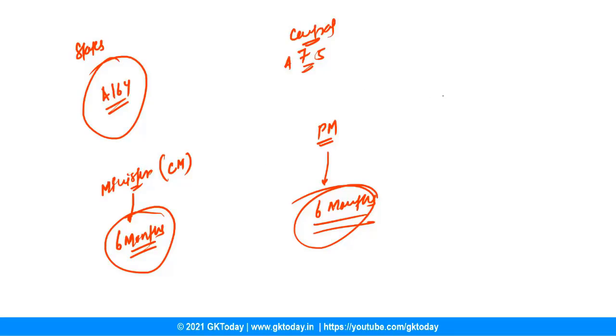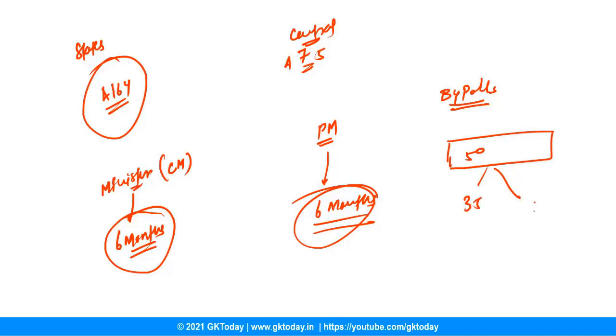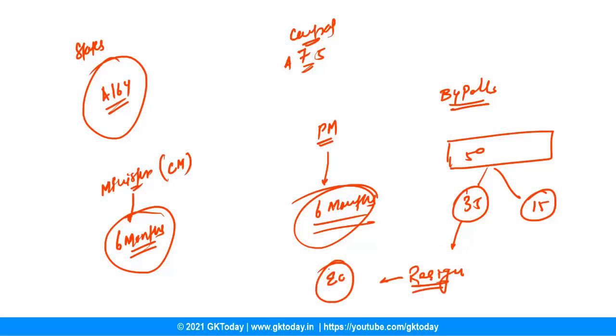Here comes the role of bypolls. What is a bypoll? Now suppose there are 50 seats in your state. Again, it is just oversimplification. Of the 50 seats, you won say 35, and the opposition party won 15. Now out of the 35 seats which you have won, you can ask any member to resign. If a member resigns, the Election Commission will conduct re-elections. This is a bypoll. Bypoll means to conduct elections again.